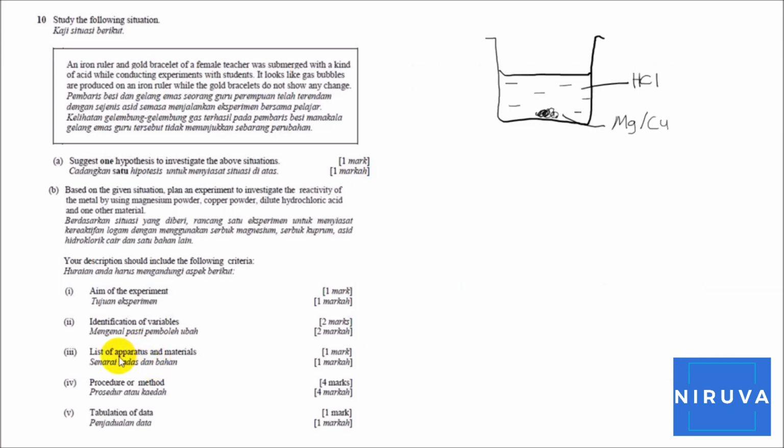Number three, list of apparatus and materials. Some of the materials and apparatus are given in the question, so here rewrite the materials given. We have magnesium powder, copper powder, dilute hydrochloric acid, and here one other material, or you may also add beaker and spatula.